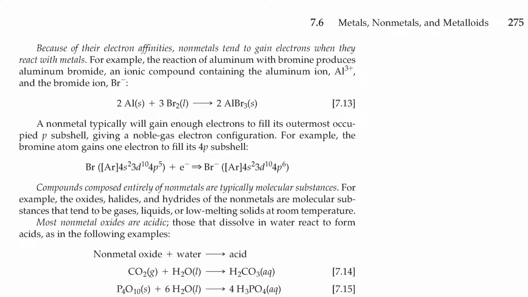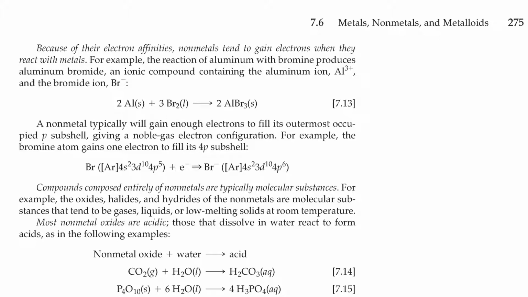Because of their electron affinities, nonmetals tend to gain electrons when they react with metals. For example, the reaction of aluminum with bromine produces aluminum bromide, an ionic compound containing aluminum 3+ ion and bromide 1- ion. A nonmetal typically will gain enough electrons to fill its outermost occupied p subshell, giving a noble gas electron configuration. For example, the bromine atom gains 1 electron to fill a 4p subshell.